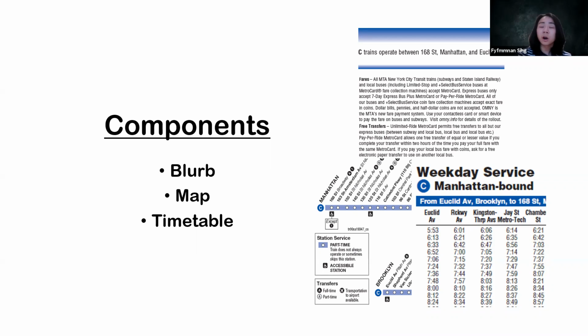For example, if you look on the top picture, the top picture indicates the fare and transfer policy of the MTA, which is an example of a blurb.